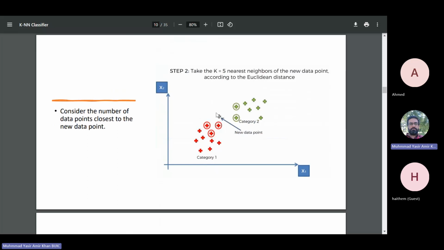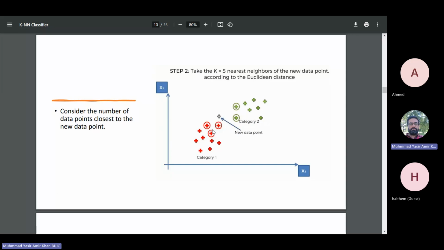So the distances are calculated, and of all the data points, the 5 data points which are closest to this given data point are separated out, shortlisted. Once they have been shortlisted, the categories to which they belong are identified, whether they belong to category 1 or category 2. So you can see that in the 5 closest neighbors, how many of them belong to category 1? Yes, Ahmed, can you please tell me? 3, yeah. Yes, 3 of them belong to category 1 and 2 of them belong to category 2.